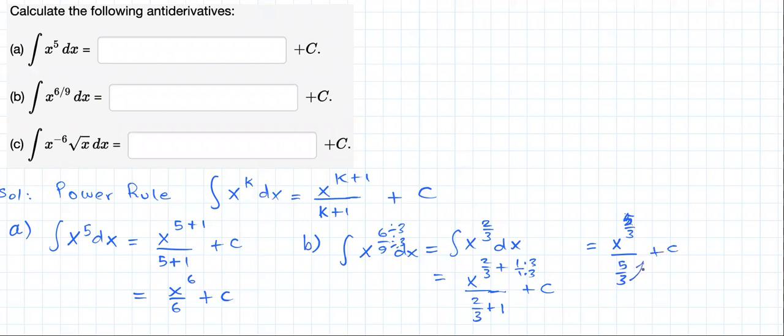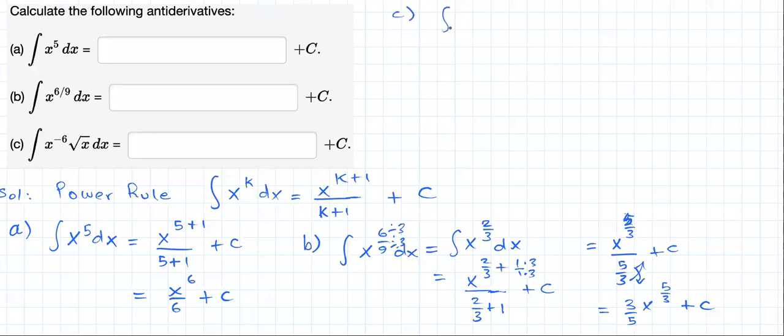Now remember, dividing by a fraction is the same as multiplying by its reciprocal, so this will end up being 3/5 of x raised to 5/3 plus a constant. So done with b. Let's do now c.